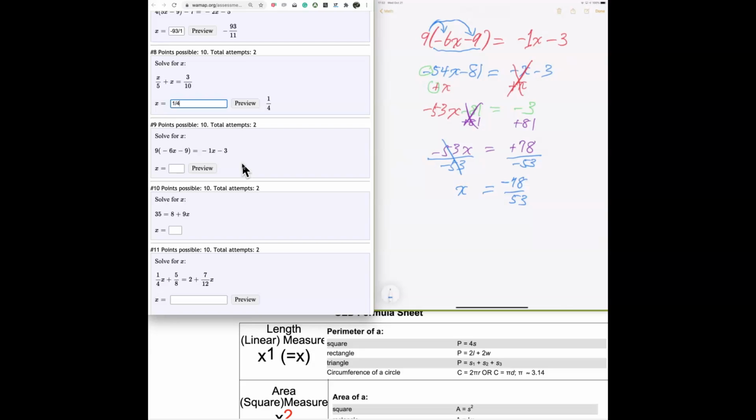I don't think it is. I think 53 is a prime number. So I think this is our final answer. And if we plug this back in up there, let's try it. We'll do it down below.